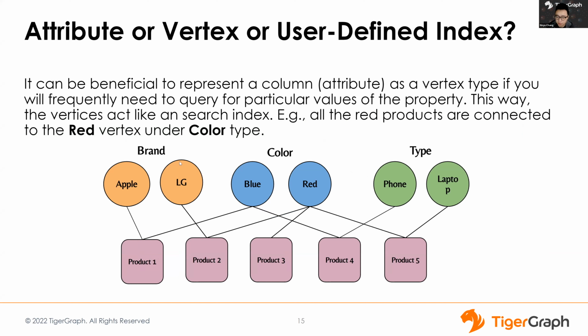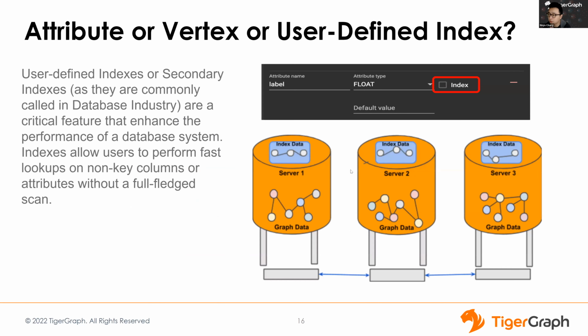And in this case, if you want to find all the red colored vertex, you just need to start from the red vertex and find the associated products, right? It's nothing but a graph traversal. It will be a lot faster than a full vertex type scan. And another option is we can also enable the index option from Graph Studio. And we also have corresponding grammar syntax for you to enable the index from the GSQL console side.